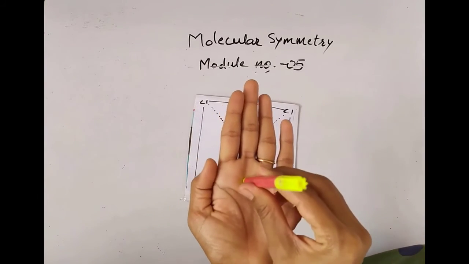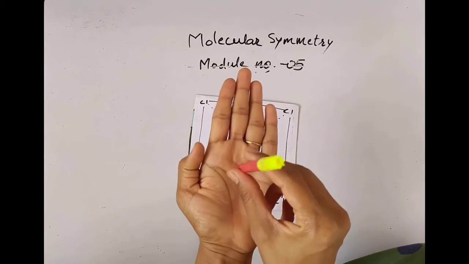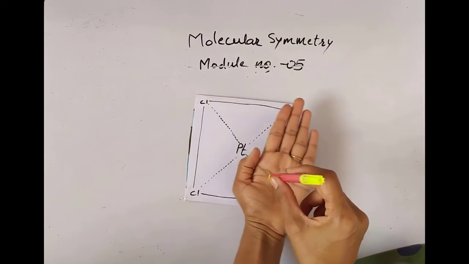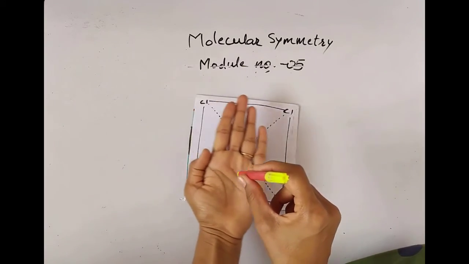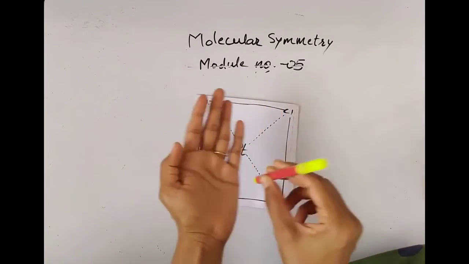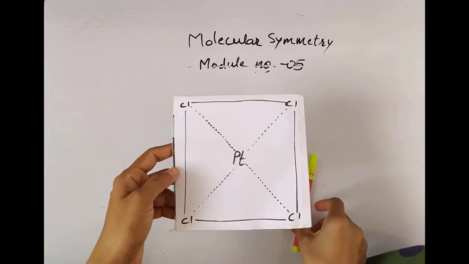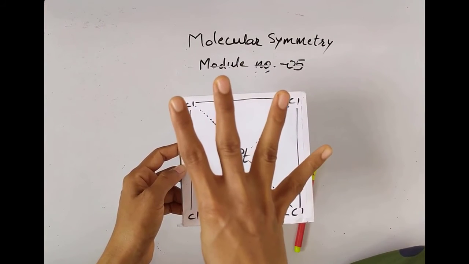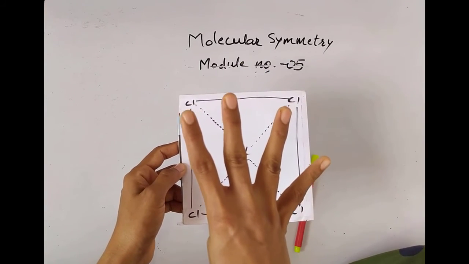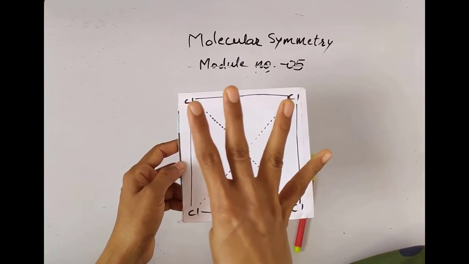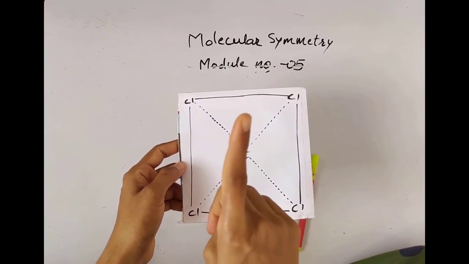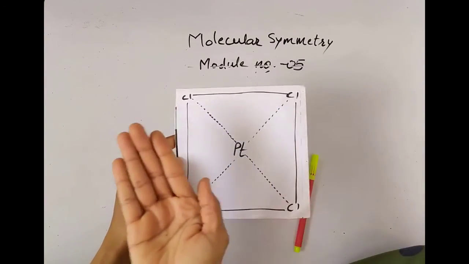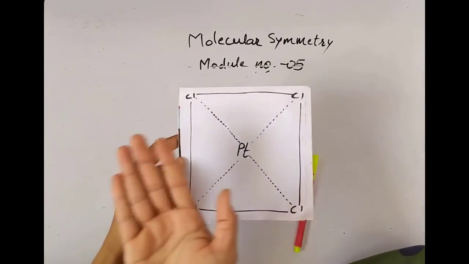So what is the angle between the principal axis of PtCl4 and this plane? It is 90 degrees. So this will be what? Sigma h, that is the horizontal mirror plane. So in this way the PtCl4 molecule contains 5 planes. Among the 5, 4 are vertical mirror planes which are parallel to the principal axis, and the other one is a horizontal mirror plane which is perpendicular to the principal axis.